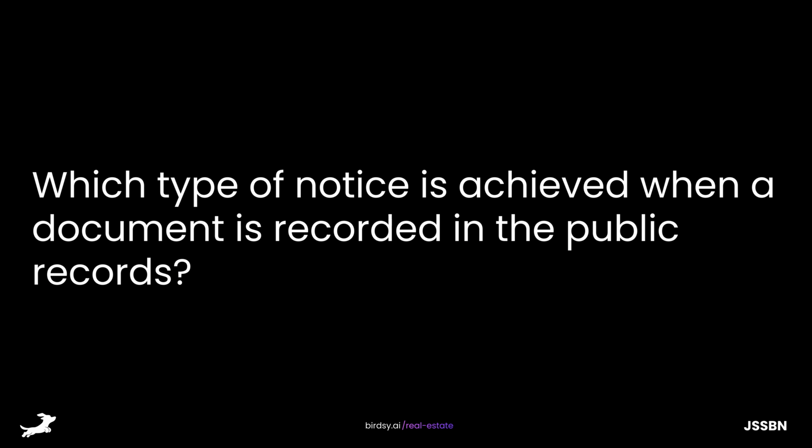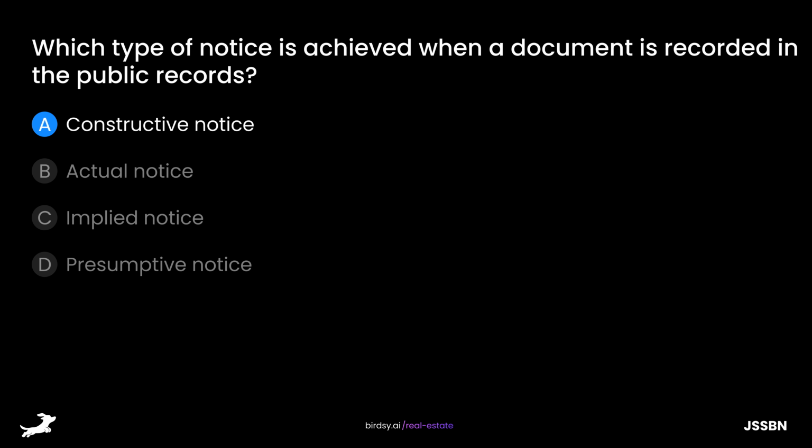Which type of notice is achieved when a document is recorded in the public records? Is it A, constructive notice, B, actual notice, C, implied notice, or D, presumptive notice? The answer is A, constructive notice.